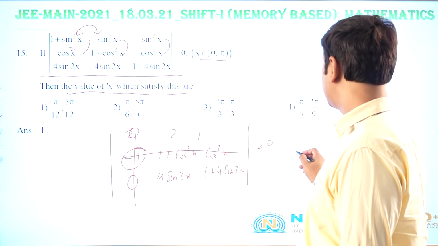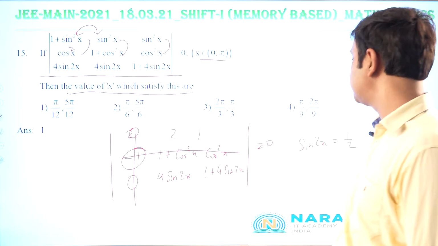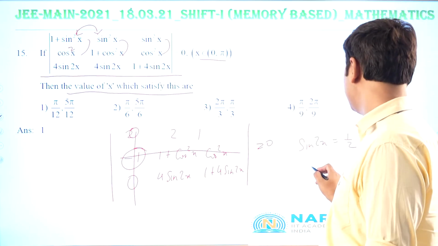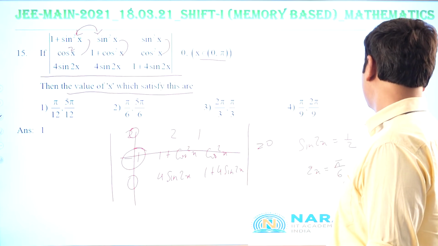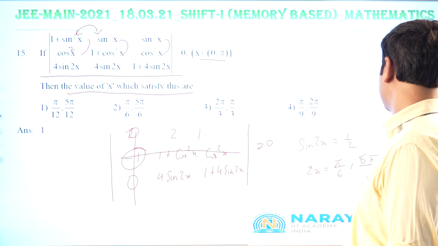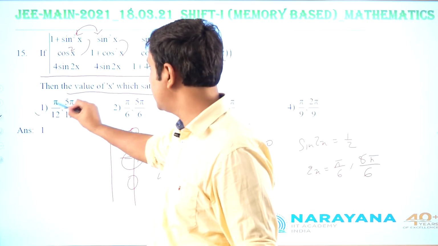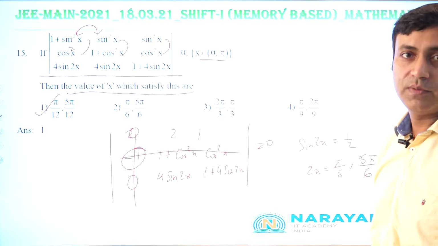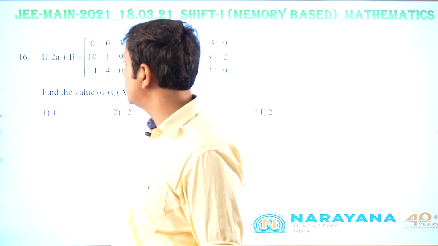Notice it will lead to sine 2x is equal to half, which means in 0 to 2 pi, 2x must be equal to either pi by 6 or 5 pi by 6, which means x can be pi by 12 or 5 pi by 12. We'll mark the option corresponding to that. We'll move on to the next question.